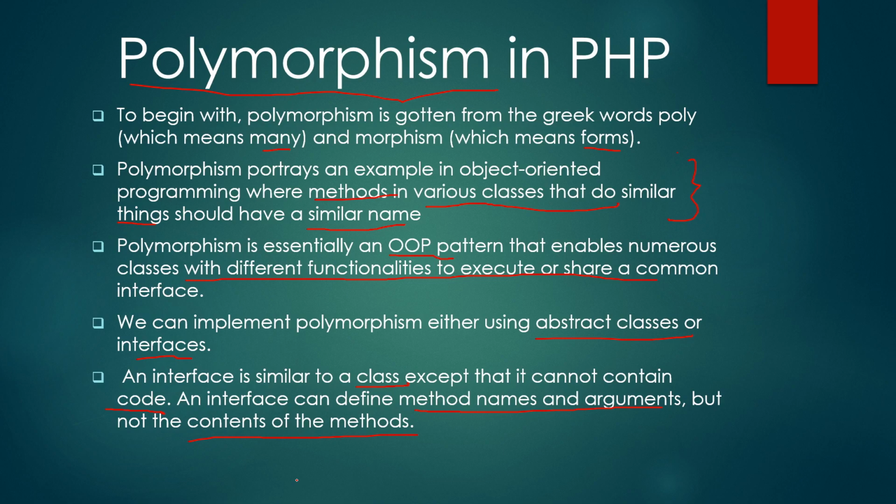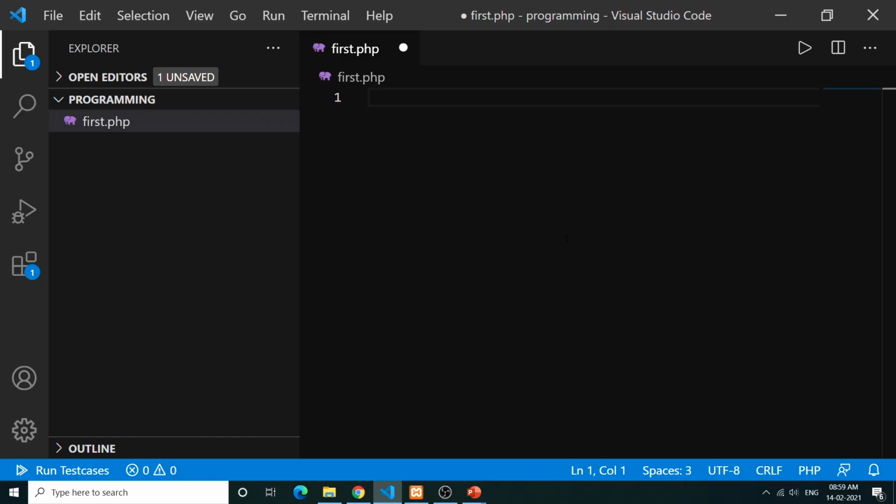Once an interface is created, we can implement that interface in various classes in order to implement polymorphism. This is the main principle, that the methods in various classes that do similar things should have a similar name. But theoretically, it might sound a bit complex. So let's see this in an IDE, and look at an example of polymorphism practically to clear the concepts.